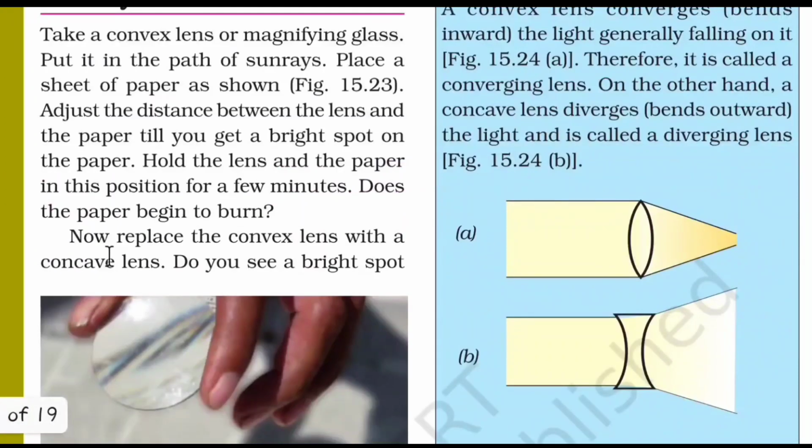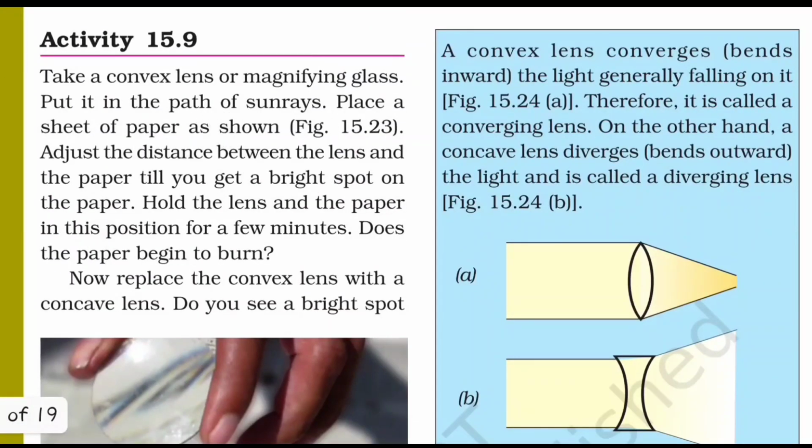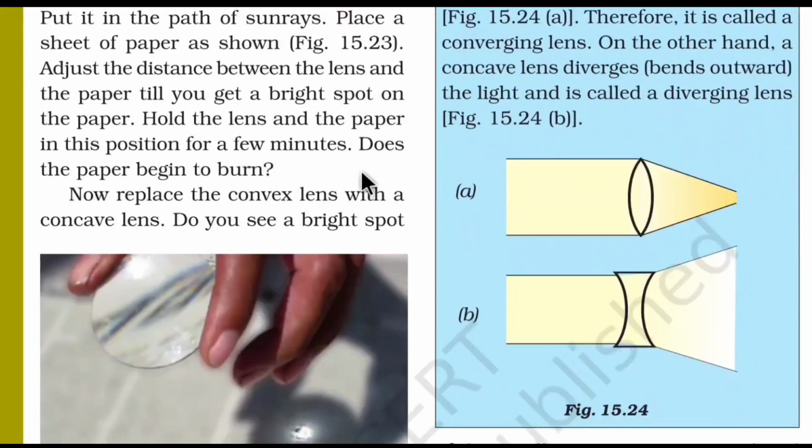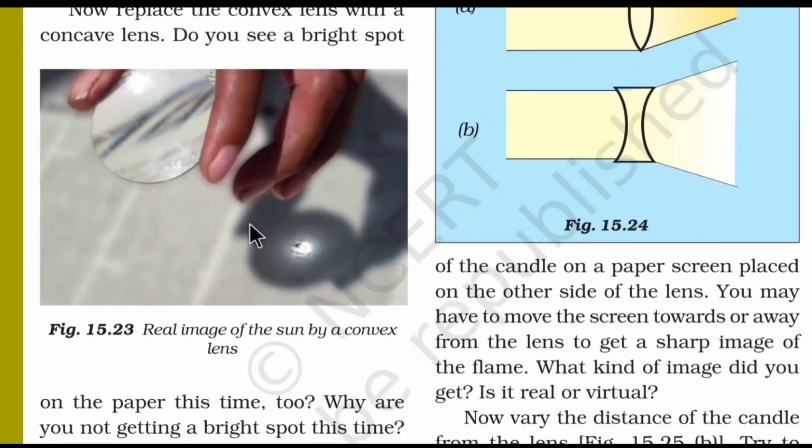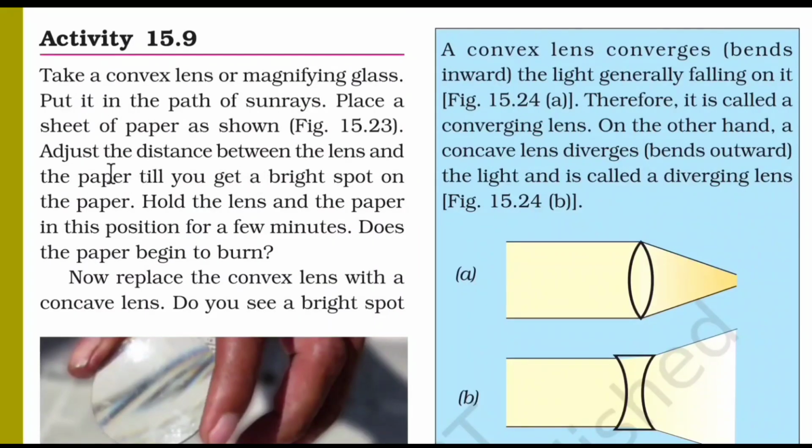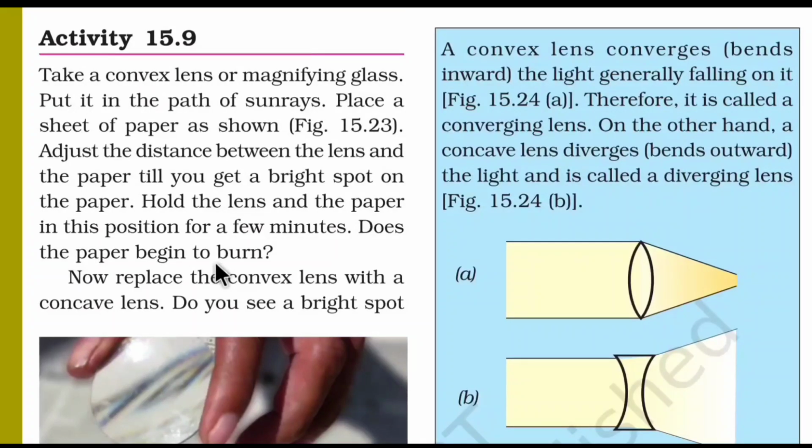Okay, now we will go to activity 15.9. Take a convex lens or magnifying glass, put it in the path of sun rays, and place a sheet of paper as shown in figure 15.23. Adjust the distance between the lens and the paper till you get a bright spot on the paper. Hold the lens and the paper in these positions for a few minutes. Does the paper begin to burn? Of course. It will attain a particular temperature, that is the ignition temperature, and then it will burn.